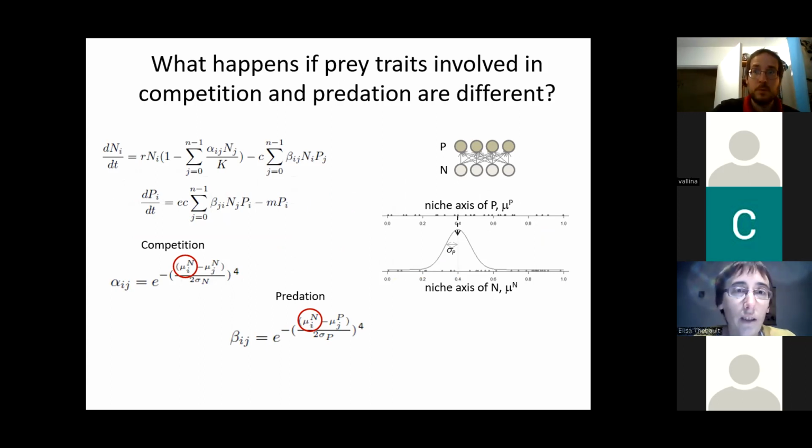But another thing that I didn't say is that one strong assumption we had in the model I presented so far is that the trait of the prey that determines competition and predation is the same, meaning that a given species is going to compete with the same set of species, and it's going to have basically the same predators as its neighboring competitors. So we wondered whether this strong assumption could affect our result, by considering that it's not necessarily the same trait for a given species that determines competition and predation.